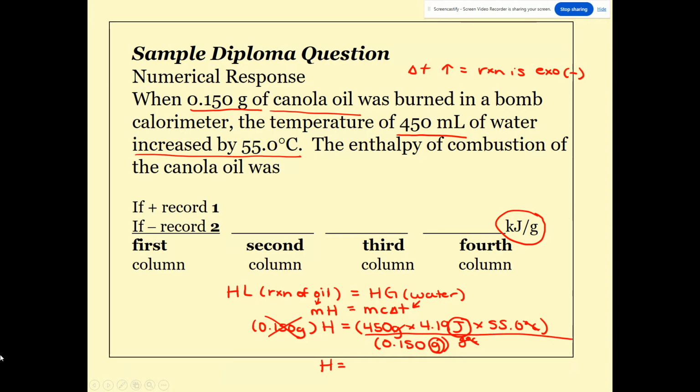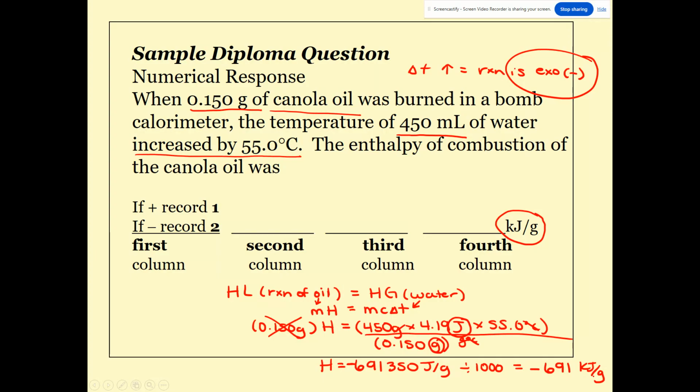So 450 times 4.19 times 55 divided by 0.150 grams. I get an answer of 691,350 joules per gram. I need a negative because this reaction was exothermic. I divide by 1,000 to convert it into kilojoules. We get an answer of negative 691 to 3 sig digs kilojoules per gram.